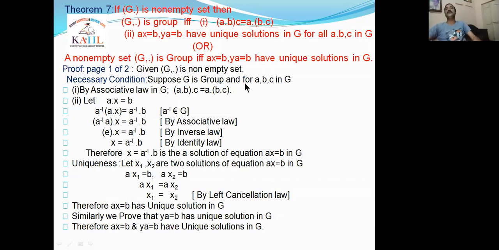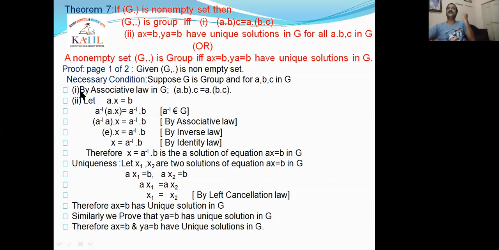Suppose G is a group and A, B, C are any three elements in G. What is the definition of a group? We know that a group means four laws are satisfied: closure law, associative law, identity law, inverse law. We have to prove these two bits. The first bit is (AB)C is equal to A(BC), and the second one is AX equal to B, YA equal to B have unique solutions. If you observe, the first bit is the associative law. Given that G is a group, the associative law exists. That means the first bit is over. The first bit is very clear.